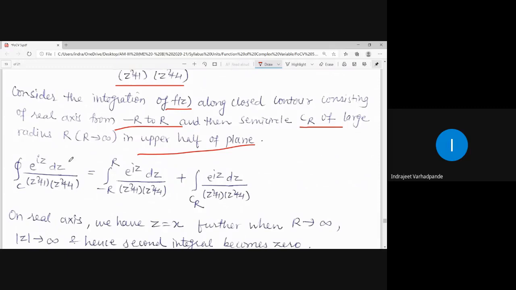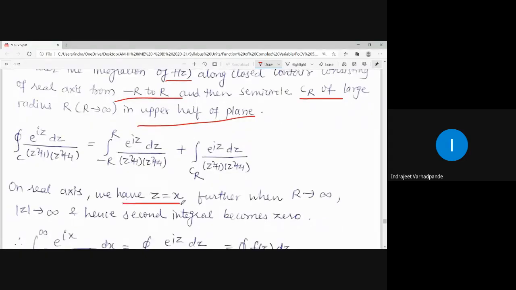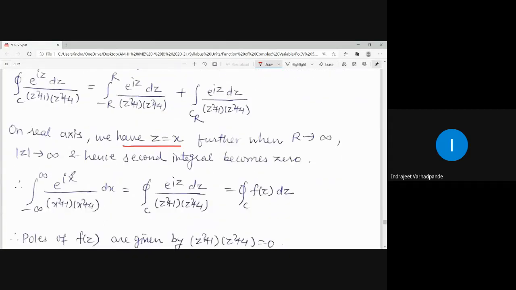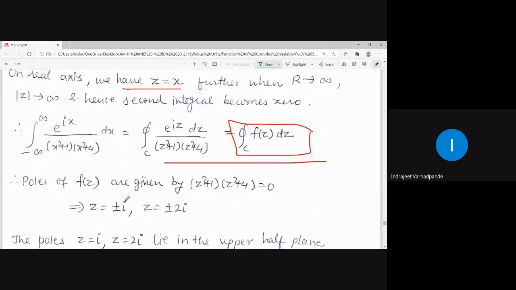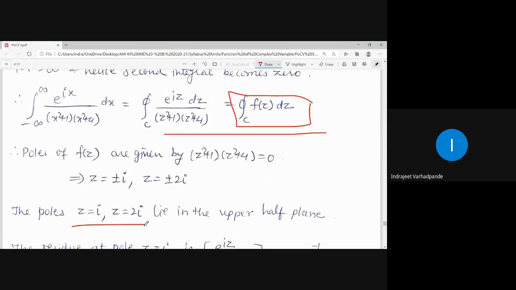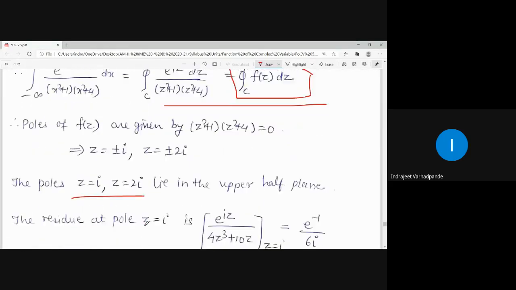So the integral of e to the power iz dz upon this value will be split as minus r to r plus the second integral, but along the real axis z is equal to x. Further, r tends to infinity, so the second integral becomes 0. e to the power ix upon this value is your original f of z. Now the poles of f of z are given by z is equal to plus minus i, z is equal to plus minus 2i, but we consider only the poles which lie in the upper half plane. So we consider z is equal to i, z is equal to 2i.